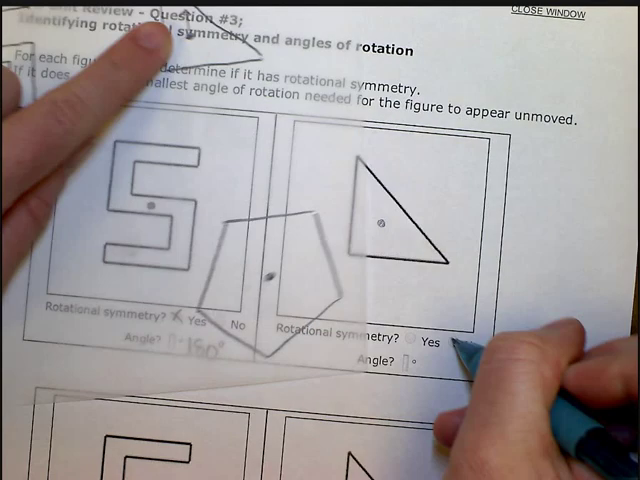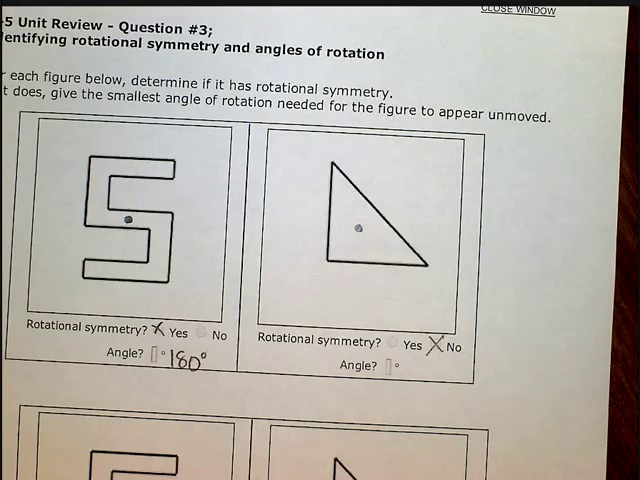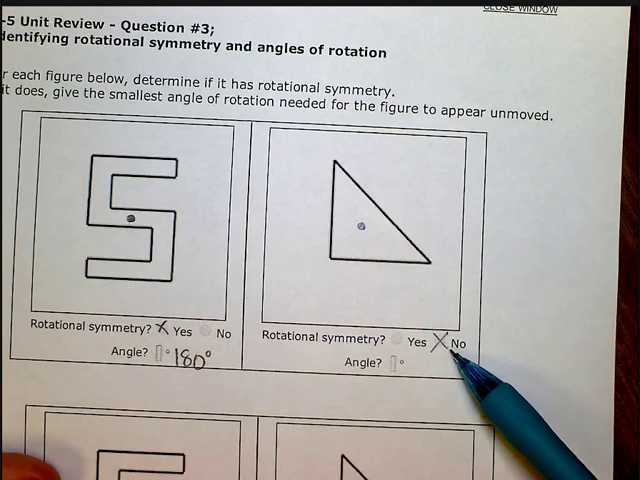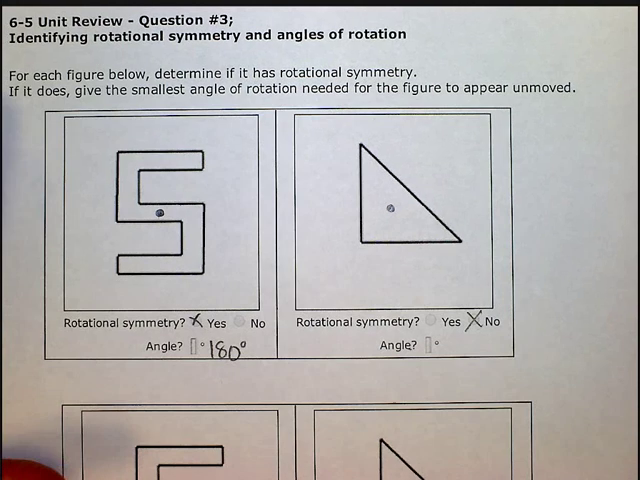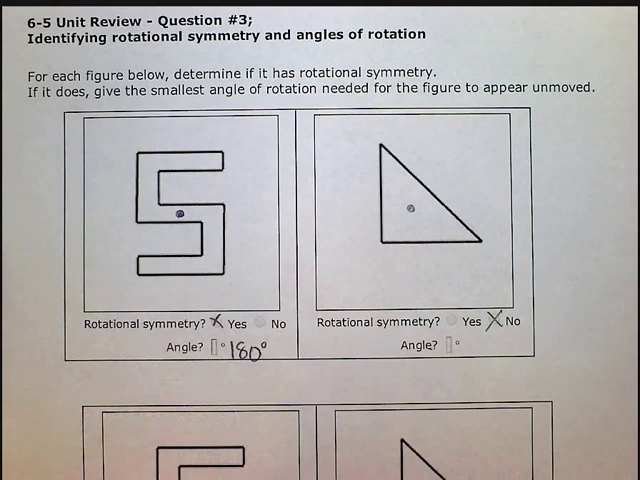So this one does not have rotational symmetry. And if it doesn't have rotational symmetry, it won't ask you for the angle. So there's an example of not rotational symmetry and a few irregular shapes.